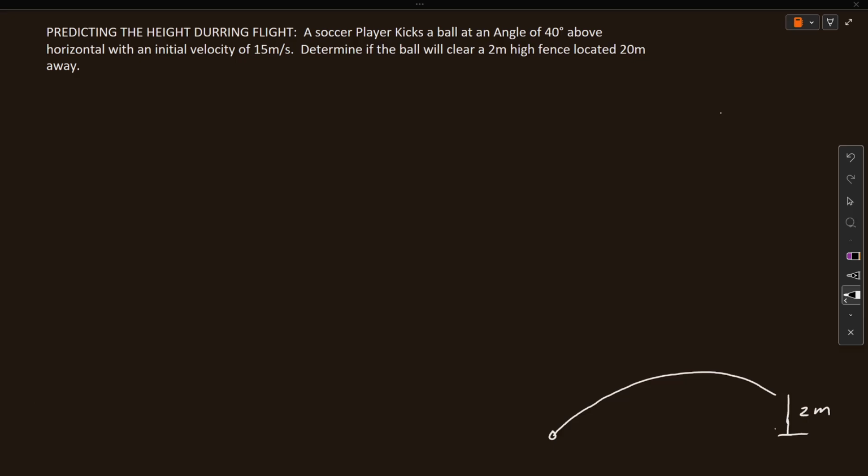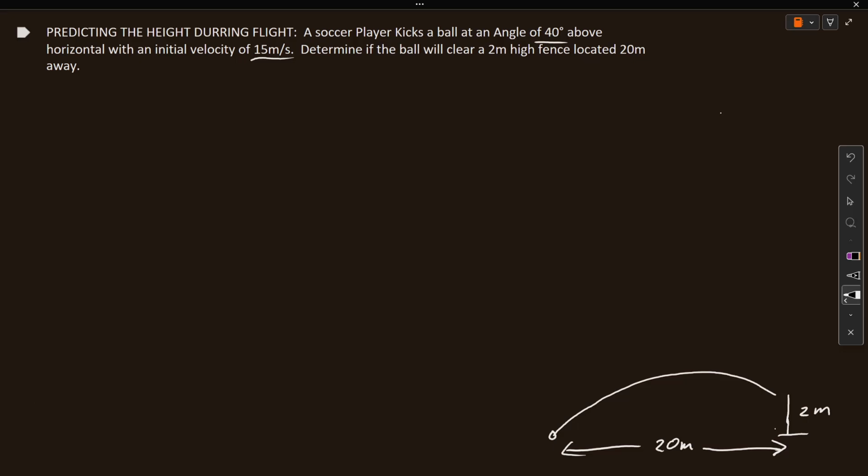Hey everybody, so we're looking at seeing if this soccer player can get this ball over the fence here. He's 20 meters away. He's able to kick it at 15 meters per second. And the angle happens to be 40. And so what we'll be able to do is see if it gets over this fence. It's 2 meters tall and is 20 meters away in this direction. So put 20 meters here.